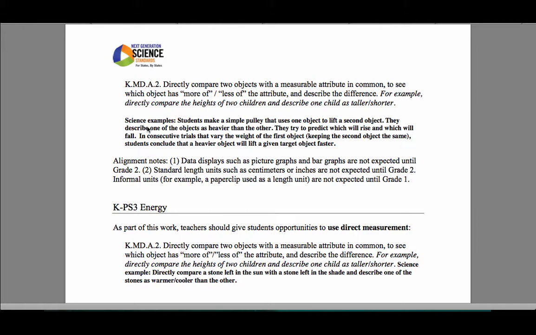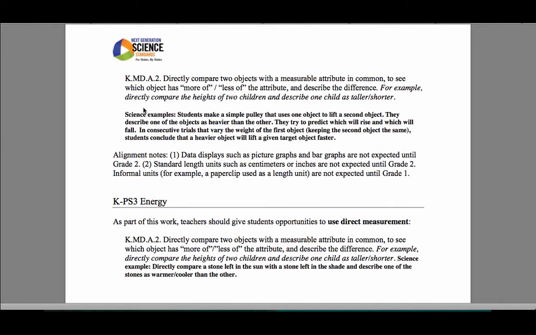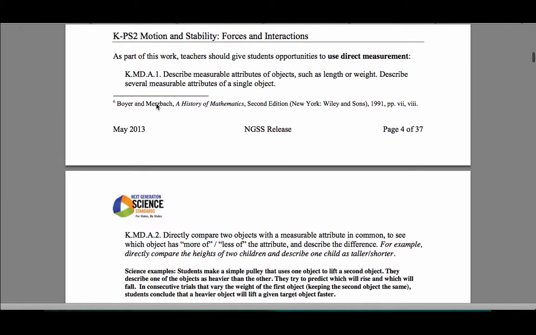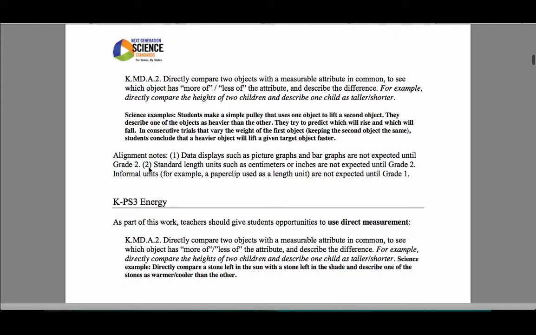As you can see, this particular standard also has alignment notes. So these notes tell us the alignment to the Common Core State Standard for mathematics. Remembering here that we are looking at a kindergarten standard, we want to make sure not to include standards from the mathematics curriculum that are learned in grades 1 and beyond. So here we have a list of 2 items to make sure not to include while teaching this kindergarten standard.